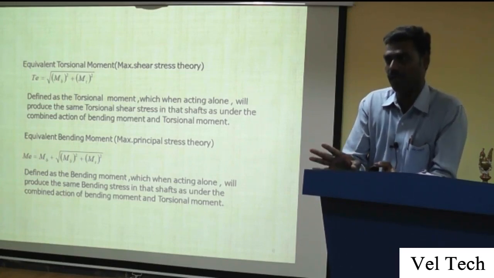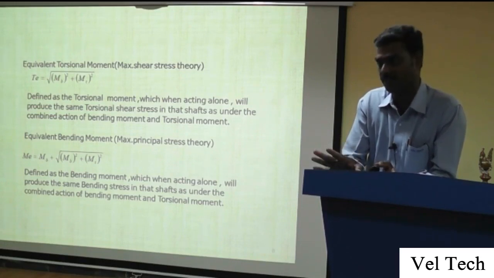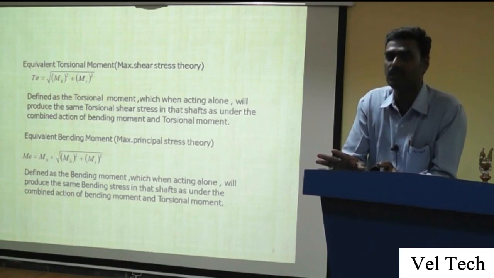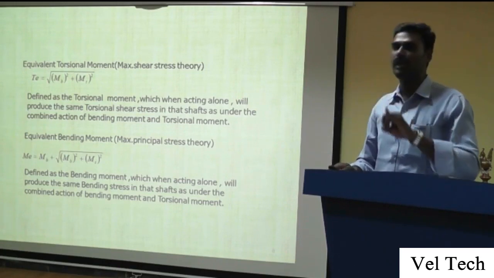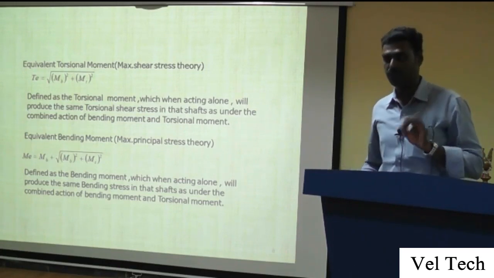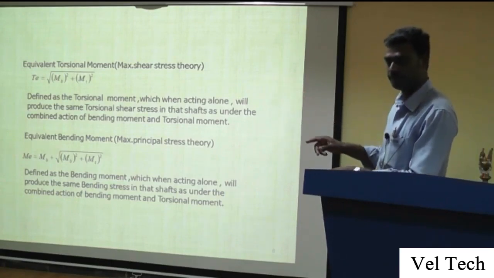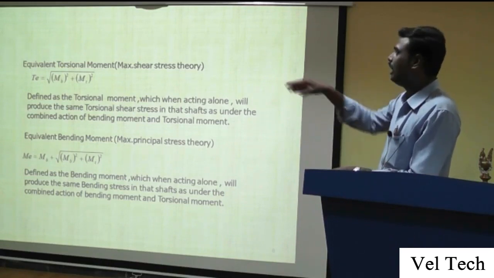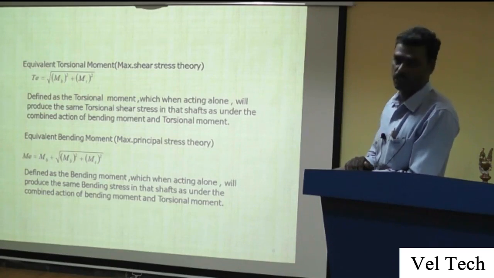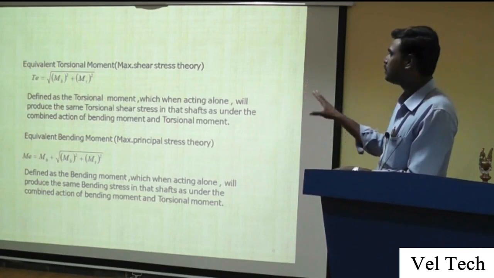Before that, for this kind of problem, we have to find the diameter of the shaft first. Then only can we find the angle of twist. If the angle of twist is given, we can easily find the diameter of the shaft by using this equation. This is for a solid shaft. For a hollow shaft, we have a similar equation.